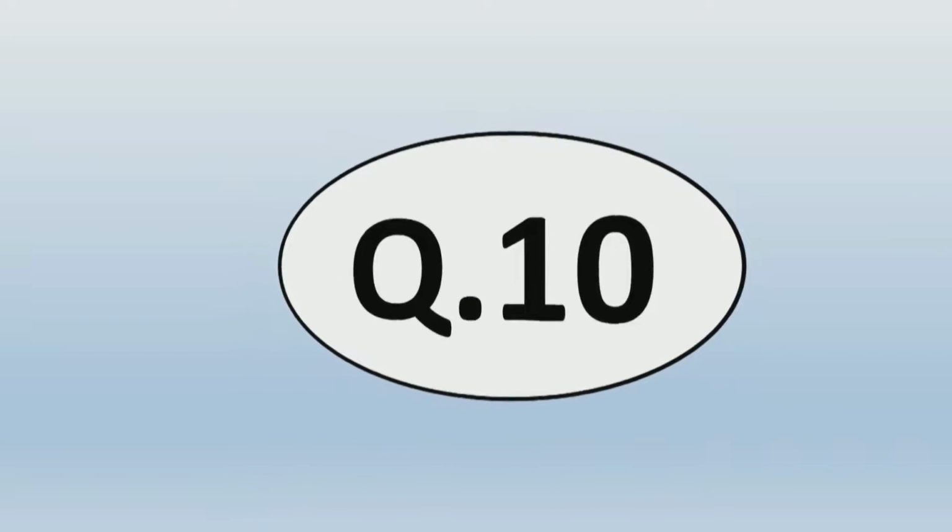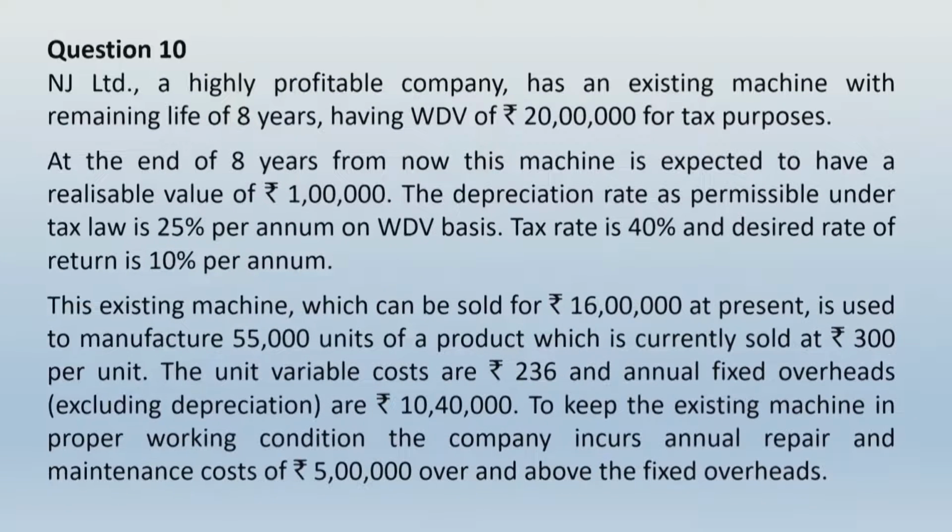Question number 10 to get started with. Let us read this question. So let us just read what is given over here. NJ Limited, a highly profitable company, has an existing machine with the remaining life of 8 years, having WDV of rupees 20 lakhs for tax purposes.